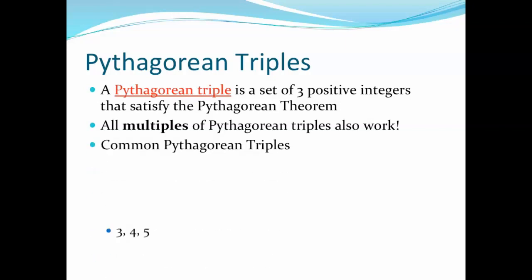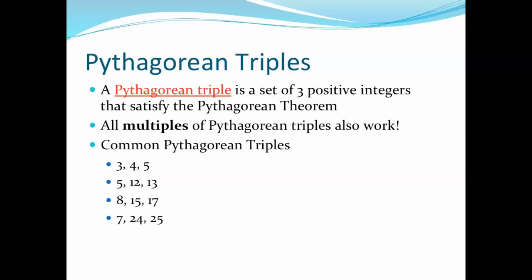So 3, 4, 5. So 3 squared plus 4 squared is equal to 5 squared. 5, 12, 13. 5 squared plus 12 squared equals 13 squared. 8, 15, 17. 7, 24, 25. Now remember, any multiples of these will also work.